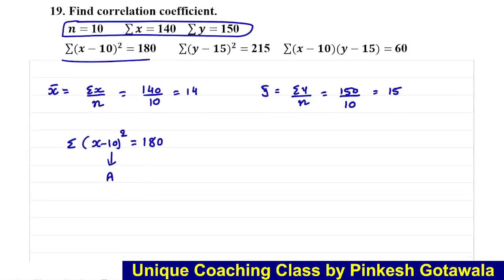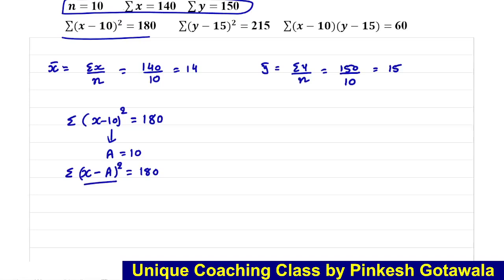Okay, 10 is our A. So now what has it become? Sigma (x minus A) whole square. Okay, here 10 is our A. And now it has become sigma (x minus A) whole square equals 180. And we know one more thing. What is x minus A? I already explained in the previous video: x minus A means U, right? The formula of U is x minus A. So indirectly it has become sigma U square equals 180. Clear? X minus A means U, so it is now sigma U square equals 180.